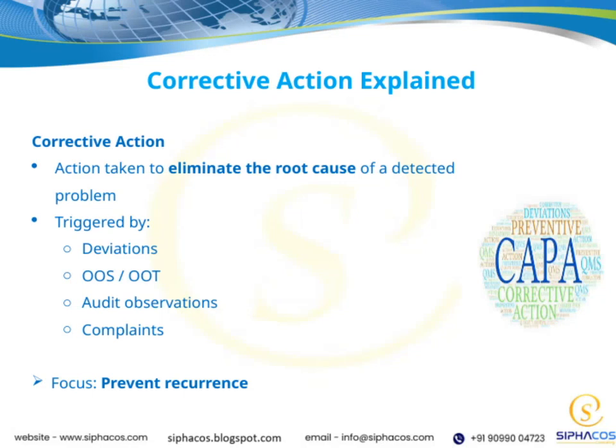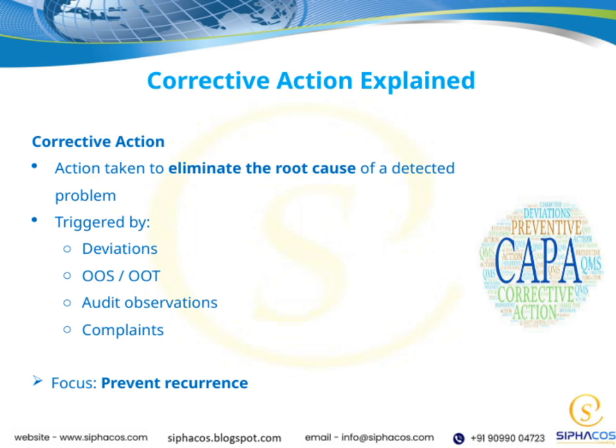Let's talk about corrective action. Essentially, this is the action we take to eliminate the root cause of a problem we've detected. The goal here is to prevent the issue from happening again in the future. Corrective actions are usually triggered by specific signals, such as deviations from our standards, out of specification, OOS, or out of trend, OOT, results, audit observations, or even customer complaints. These are the indicators that something may be amiss and need our attention.